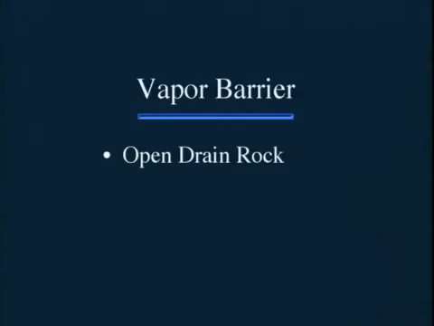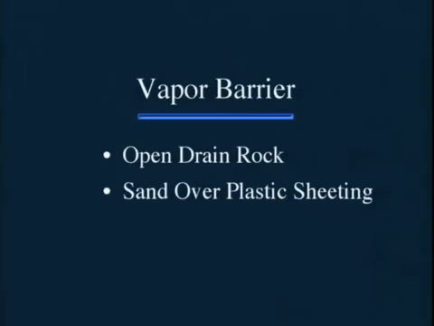has lower shrinkage values. The next topic is vapor barrier. I'll discuss open drain rock, sand over plastic sheeting, and plastic sheeting by itself.